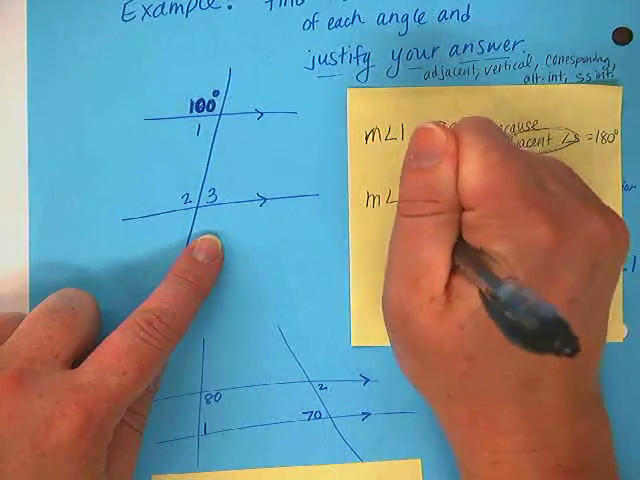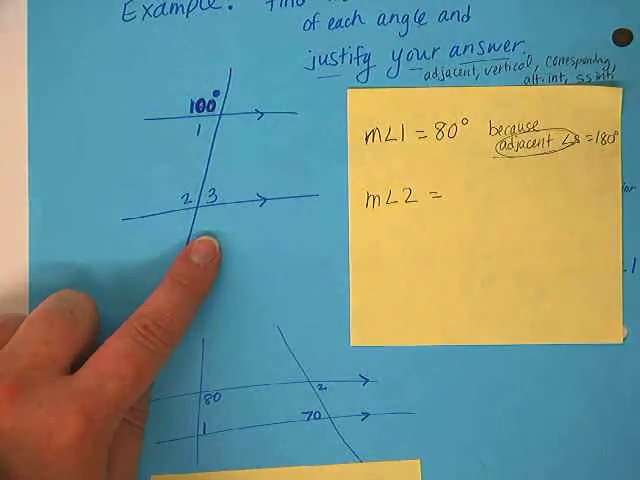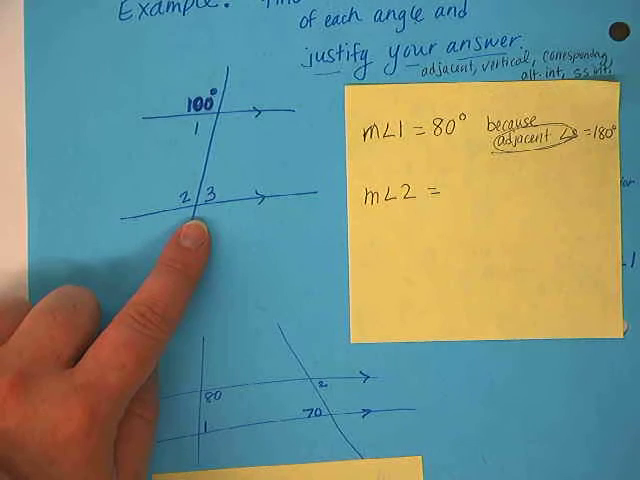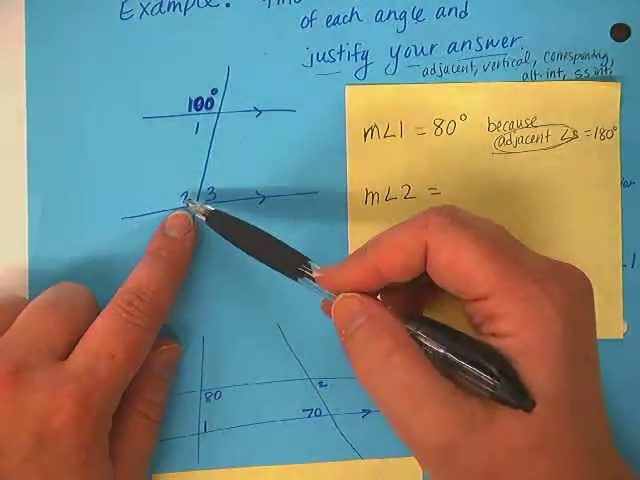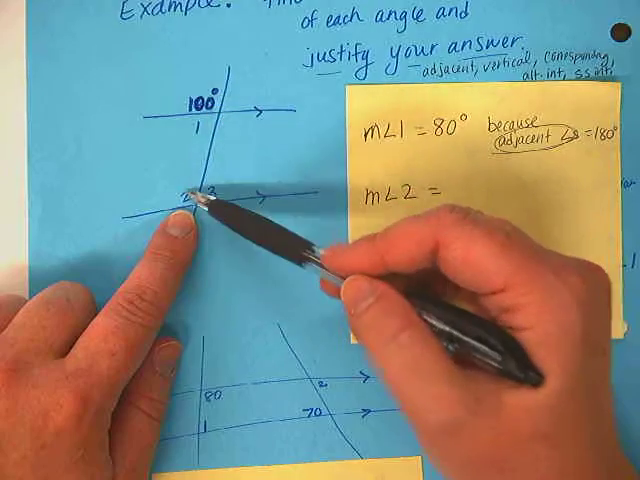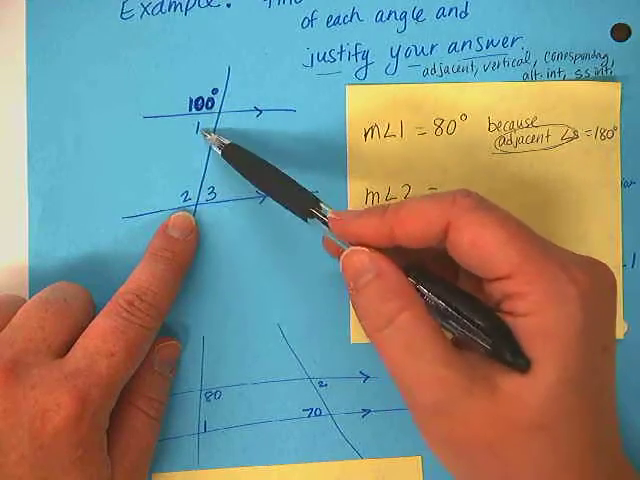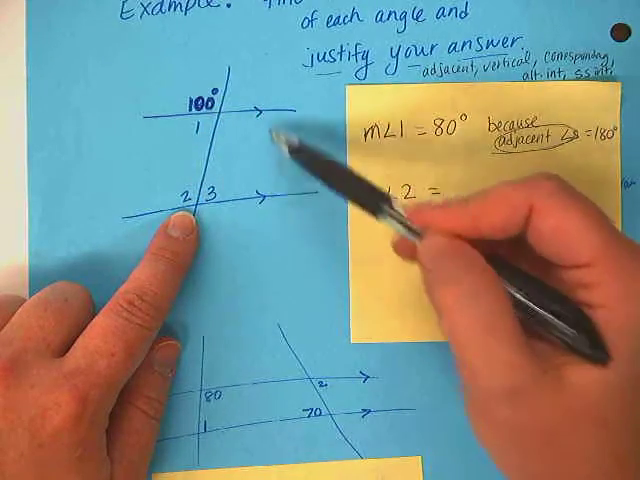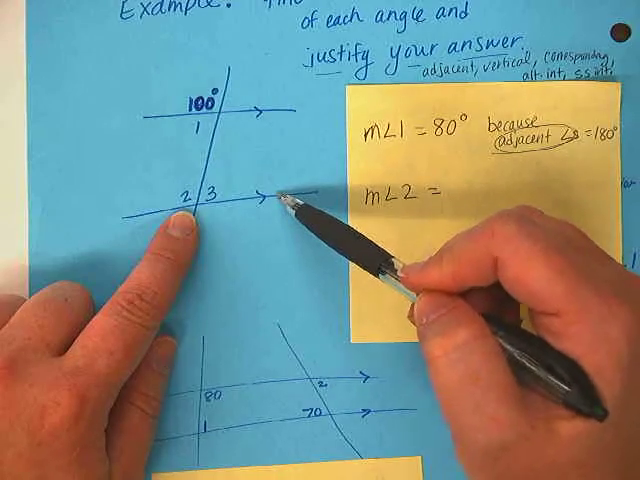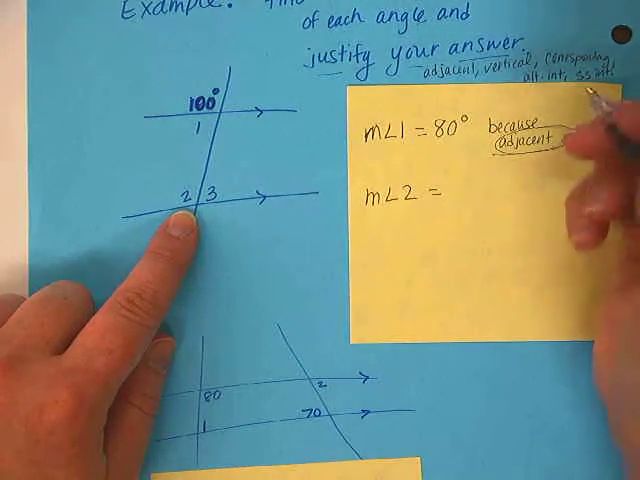Okay, next, angle 2. Andrew, you can go if you want. What's the measure of angle 2? Here's how you can think about it. Figure out how it's related to that angle, and then remember that the lines are parallel and see if that helps you.